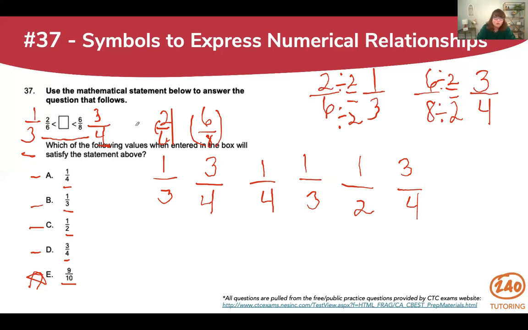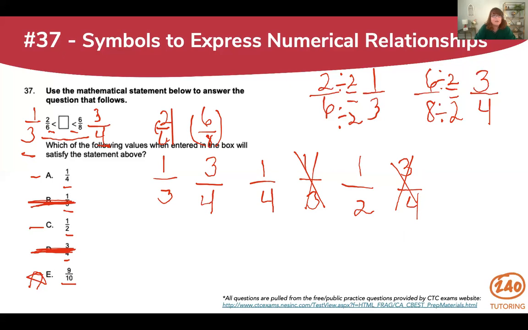Now, some of you are like, there's two 1/3s in there. Well, notice, are either of these signs equals? Nope. Got to be less than or greater than. So we can actually rule out any that are the same. So I can take 1/3 out of the equation and 3/4. I don't have to deal with those. So I'm going to cross those out. 1/3 and 3/4. All right, did I cross out the right ones? The screen is really small.